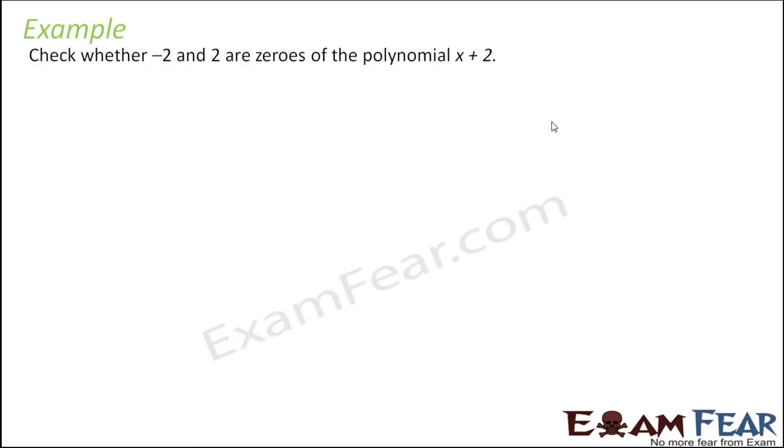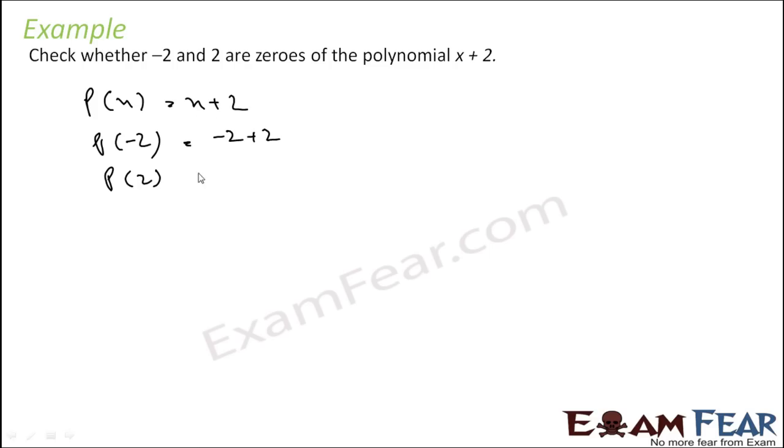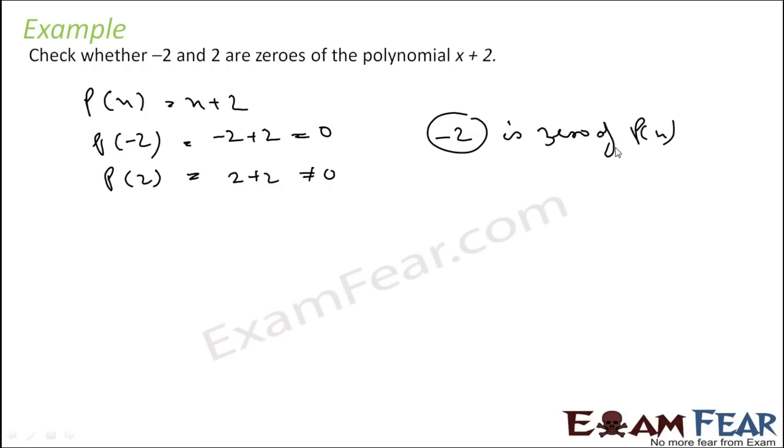So let's take some examples now. We have to check whether minus 2 and 2 are zeros of this polynomial x plus 2. So I have p(x) is equal to x plus 2. So I have to check whether p(minus 2) and p(2) is 0 or not. p(minus 2) is what? Replace x with minus 2. And p(2) is what? Replace x with 2. So in this case, this is 0, and in this case, it is not 0, it is 4. So I can say that minus 2 is a zero of p(x), but plus 2 is not a zero of p(x). Okay?